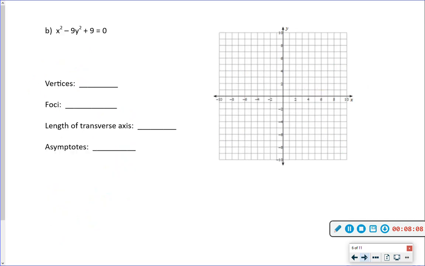Okay, not in standard form. We're not going to freak out about it. We know it has to equal 1. We've got to do a little bit of manipulation, not a lot. I'm going to subtract 9 off to start with. And then, of course, I want to set it equal to 1. I'm going to divide by negative 9.